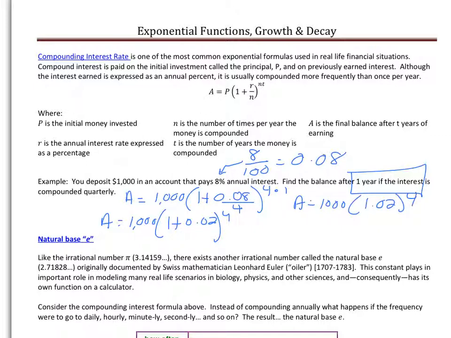We would just use our calculator to figure out what that is. And we end up with 1,000 times roughly 1 and 82 thousandths. And so our ending balance after a year of earning this compound interest would be about $1,082 and 43 cents. So we earn just under $83. That would be how we would use that formula.